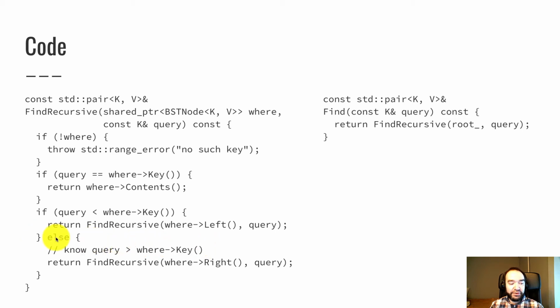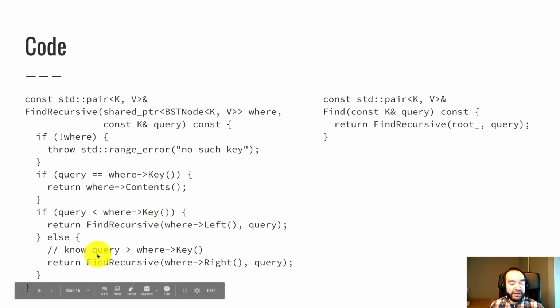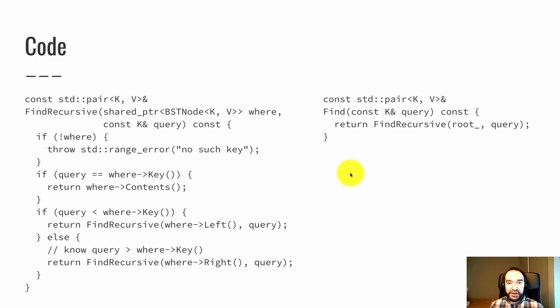I don't say else if query is greater. There's no point to that, because if query was equal, we would have stopped the function here. If query was less, we would have gone into this return. So if we get down to this line of code, we know for sure that query is greater than where's key. We don't need to bother testing for that again. So we return find recursive where right, comma query. And that's it. That does the whole search algorithm.